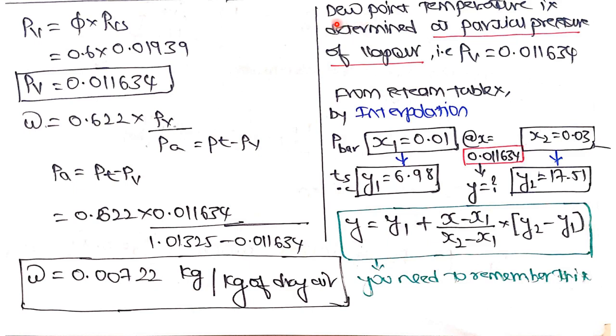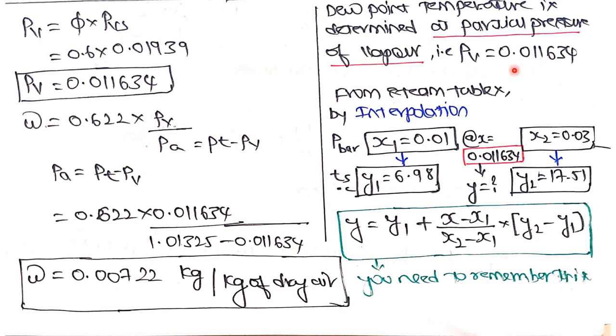Dew point temperature has been asked in the problem, that you have to find out. So how do you find it? Remember and listen to this very carefully. Dew point temperature is that particular saturation temperature which corresponds to the partial pressure of vapor, which I have underlined here. So the dew point temperature is that temperature which corresponds to what? The partial pressure of the vapor. Partial pressure of the vapor means the PV value.